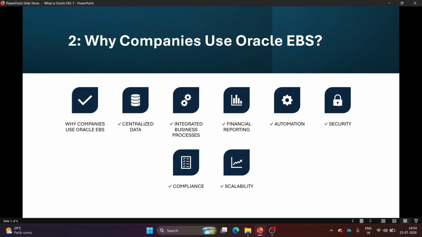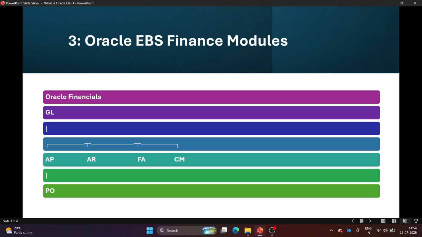We have discussed the key benefits of Oracle EBS. Next, let's take a brief look at major Oracle EBS modules. We'll go to the next slide. Oracle EBS contains many modules. Today, I will briefly introduce the major finance modules, like GL. GL stands for General Ledger. General Ledger is the central accounting module where all accounting entries are posted.